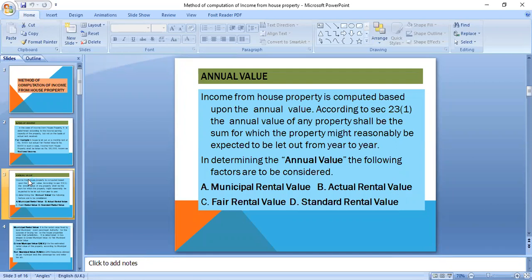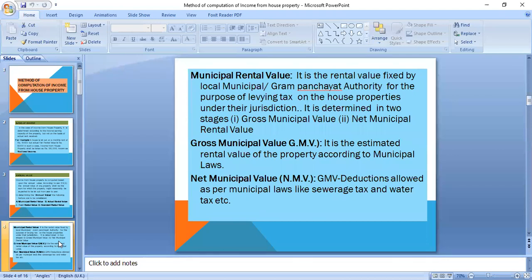Now, how to calculate that annual value and what factors are to be considered? When you are determining the annual value, the four following factors are to be considered: municipal rental value, actual rental value, fair rental value, and standard rental value. Now, coming to the municipal rental value. What is this municipal rental value?